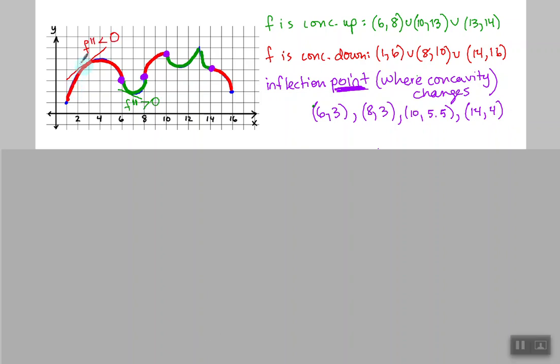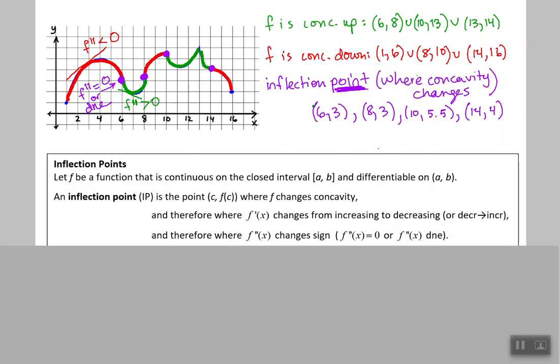So remember that a graph is concave down when its second derivative is negative, and a graph is concave up when its second derivative is positive. So to determine where an inflection point will be without having to look at a graph, think about when we change from a negative to a positive, what has to happen? One of two things could happen. At that point, either the second derivative will equal 0 or will not exist. And that's how we can find inflection points.